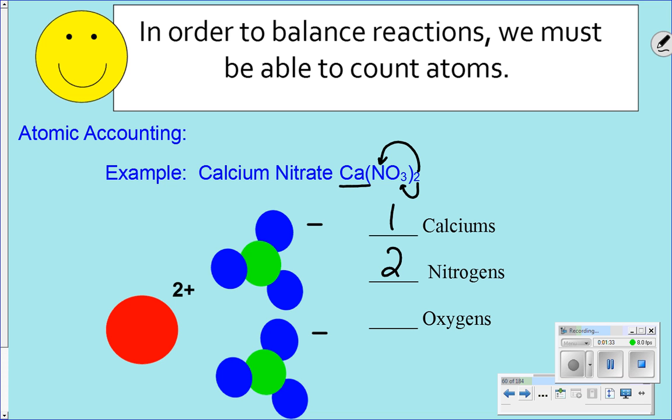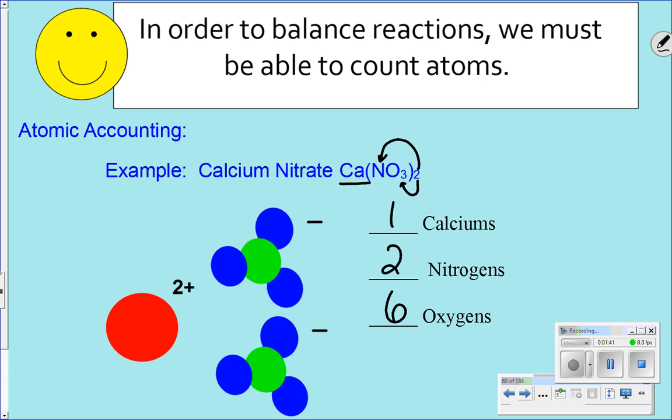Each group of nitrate has 3 oxygens, so we're going to distribute that to those 3 oxygens, and it gives us a total of 6 oxygens. If we look at this depiction of that, we have our 1 calcium right here, 2 nitrogens, 1, 2, 3, 4, 5, 6 oxygens.